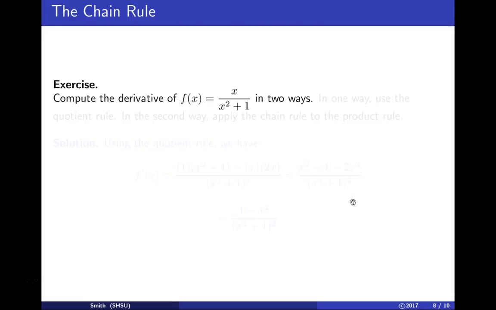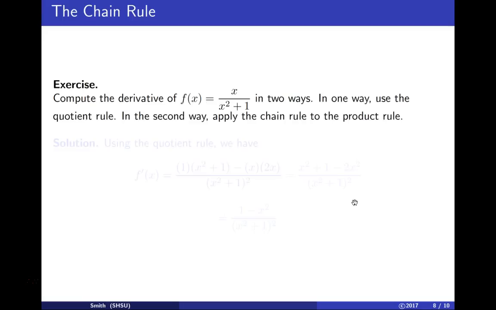We're going to take the derivative of x over x squared plus 1 in two ways. In one way, I'm going to use the quotient rule, and the other way, I'm going to use the chain rule applied to the product rule. Some people teach the chain rule as really the product rule. Some people teach the quotient rule as the product rule and chain rule. I don't think that's effective, but it is worth knowing that you can do it in several different ways.